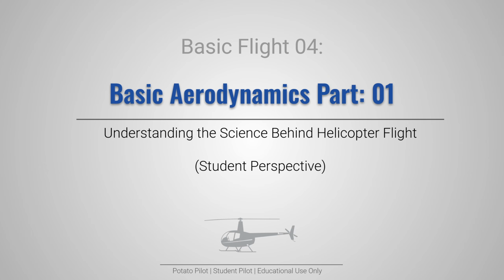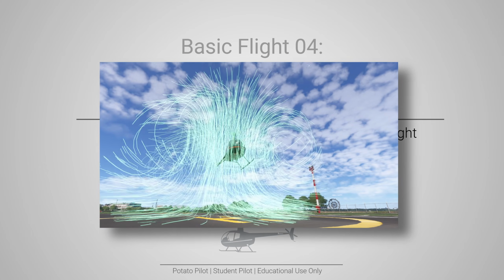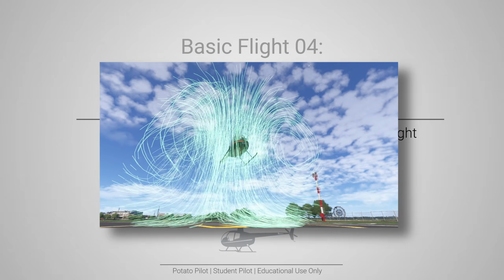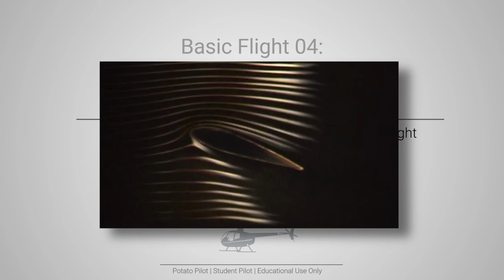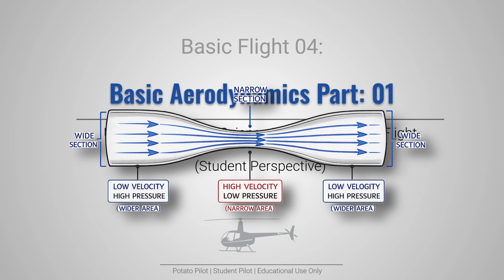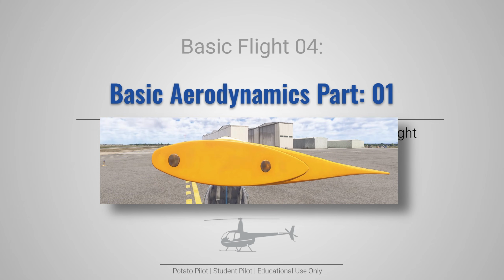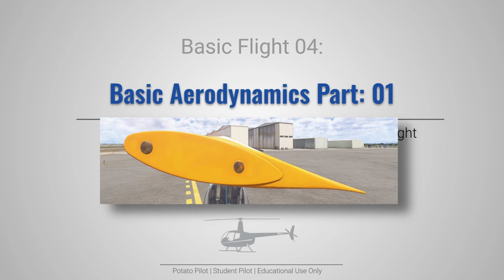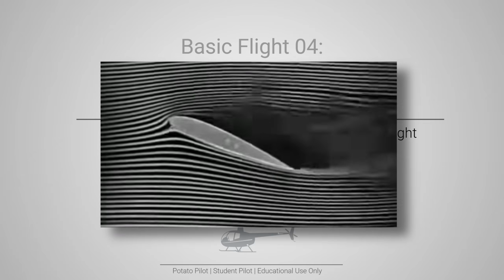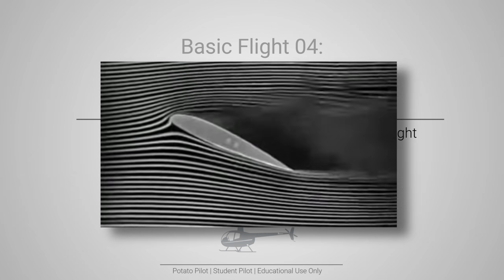Let's recap what we learned today. Newton's third law explains how pushing air downward creates an equal and opposite upward reaction. Bernoulli's principle showed us how faster airflow results in lower pressure. The Venturi effect helped us visualize the relationship between airflow velocity and pressure. We learned that helicopter rotor blades are airfoils specifically designed to generate lift efficiently. And finally, we discussed angle of attack, one of the most important aerodynamic concepts a pilot can understand.